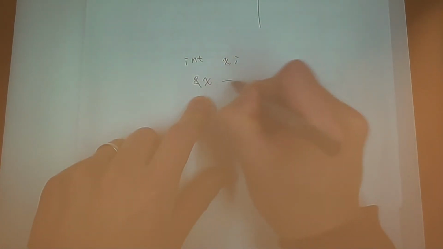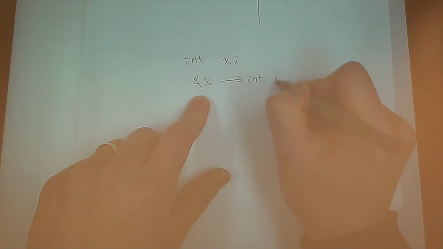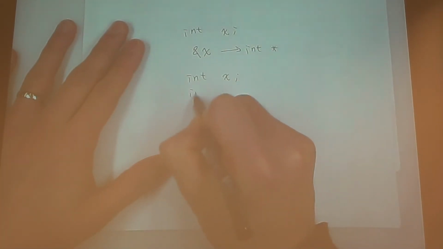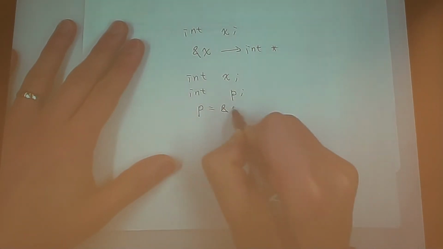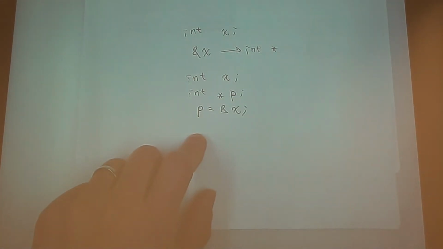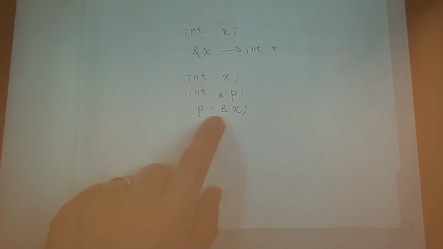Okay. If you add ampersand in front of x, the type becomes integer star. So if you say integer x, and you want to say p, and you say p equal to ampersand x, what's the type of p? Integer star. Because when you add ampersand, you take the address. X is integer, the address of an integer is integer pointer.